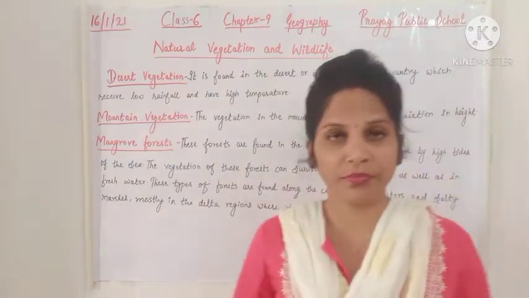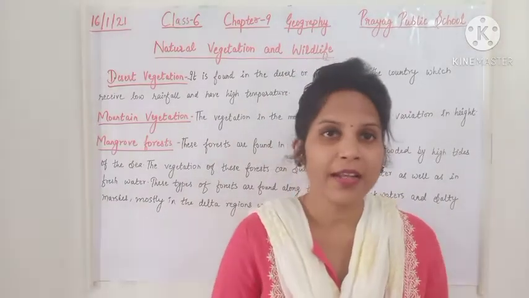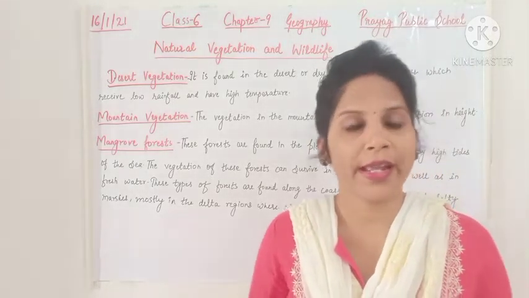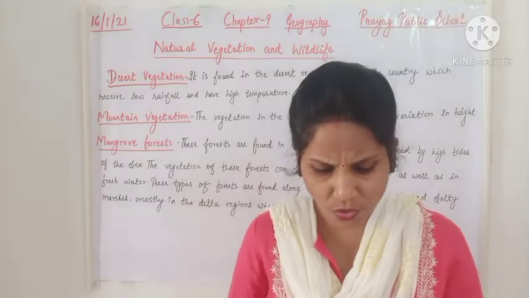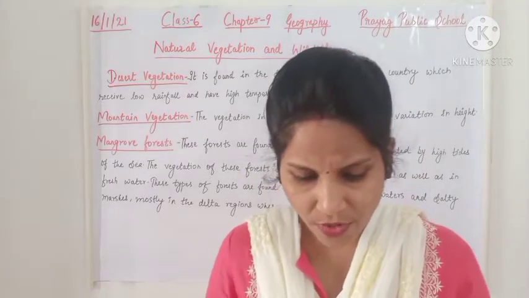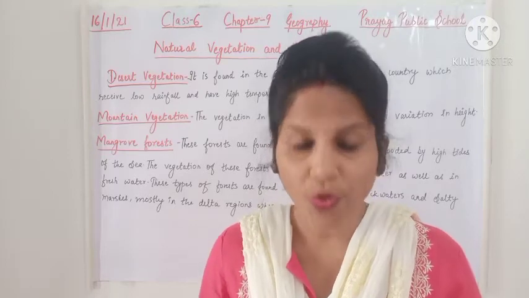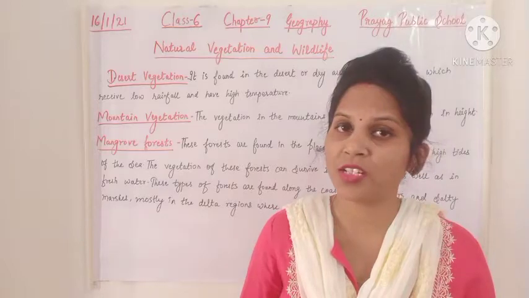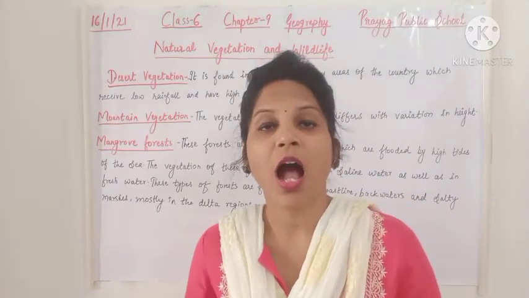As you know what is desert? A desert is a large area of land. It is fully covered with sand with very less rainfall and less plant vegetation. Okay, so desert vegetation is found in the dry or desert areas of the country which receive low rainfall and have high temperature. तो ये ऐसे एरियाज में पाया जाता है जहाँ बहुत कम बारिश होती है और टेम्परेचर बहुत ज़्यादा हाई होता है.